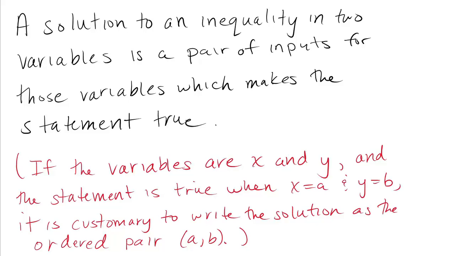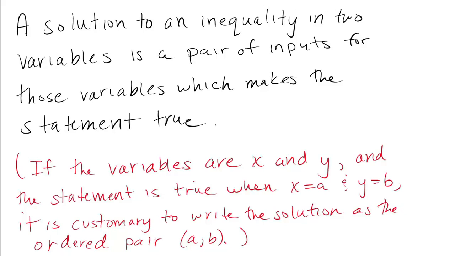We're typically going to deal with the variables x and y, and if the statement is true when x equals a and y equals b, it's customary to write the solution as the ordered pair a comma b. And when we say the ordered pair a comma b is a solution, we mean plugging a in for x and b in for y makes the statement true.